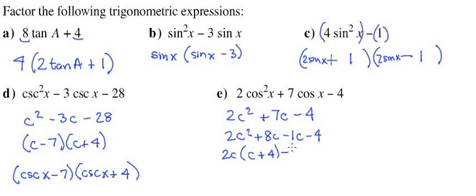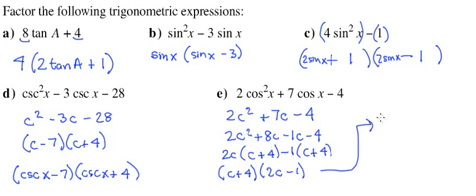This is extremely fast decomposition, and if you're not quite following how this factoring works, but you're interested in it, please contact your instructor. They'll be happy to show it to you. It's an excellent technique. And here it tells us that our factored form is c plus 4 times 2c minus 1. But wait, don't stop there. Remember, c is cosine x. So when we put that back in, we get cosine x plus 4 and 2 cosine x minus 1.